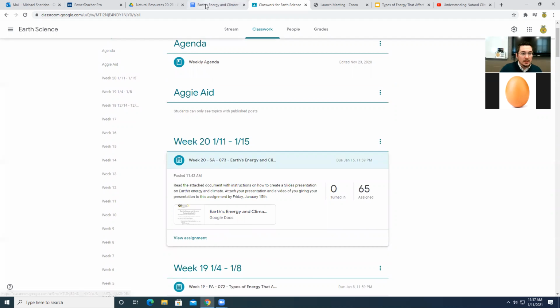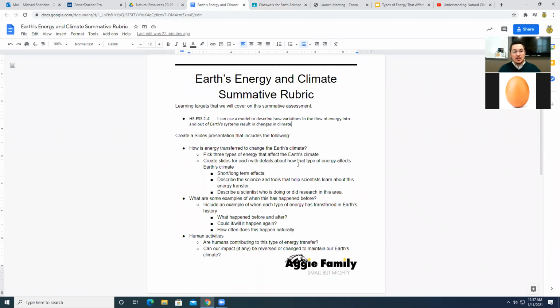If you click on that link and you all have a copy of that, it's going to take you to here. It's going to take you to the rubric. This is the learning target that we are working on, which is: I can use a model to describe how variations in the flow of energy into and out of Earth systems result in changes in climate.